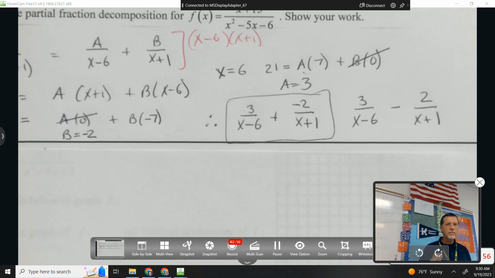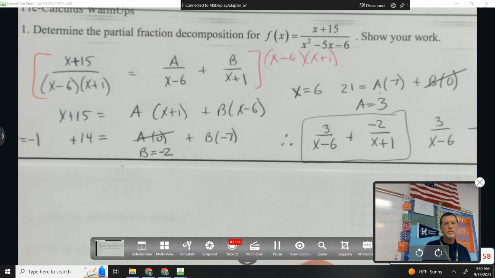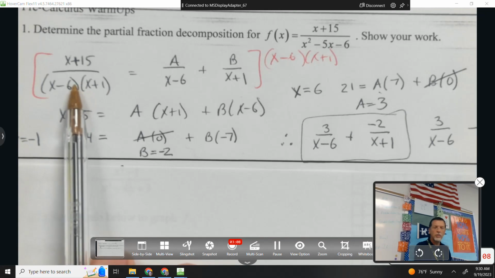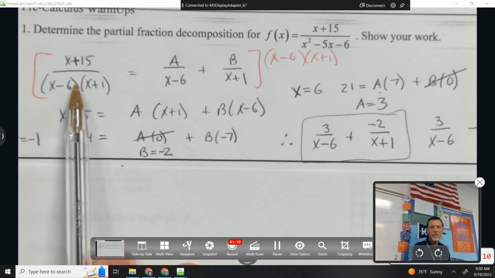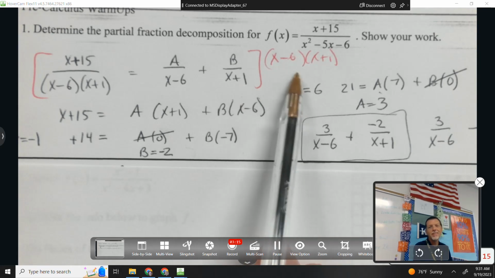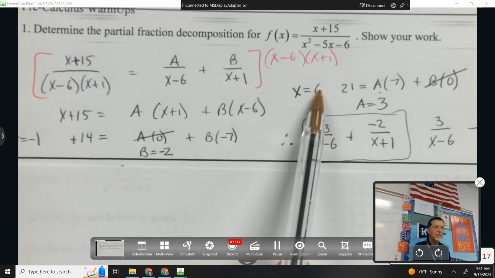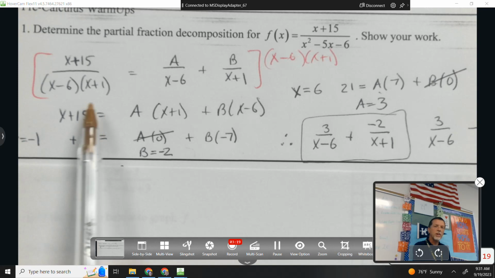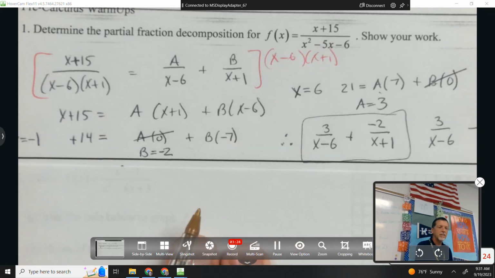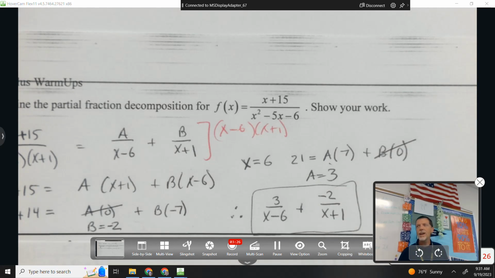Questions on that one? And remember, there's sort of two extra things to think about. What do you do if there's a repeated factor? Yeah, you need another one over here. You need a repeated, but it'd be x plus 1 squared. And what do you do if there's a quadratic that doesn't factor? Right, you need an ax plus b in the numerator.